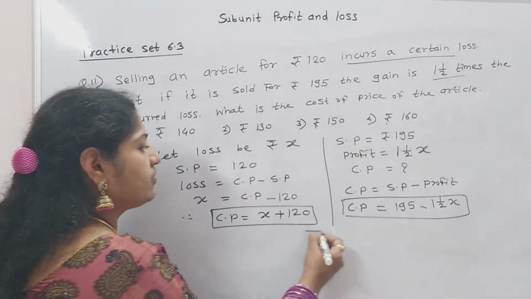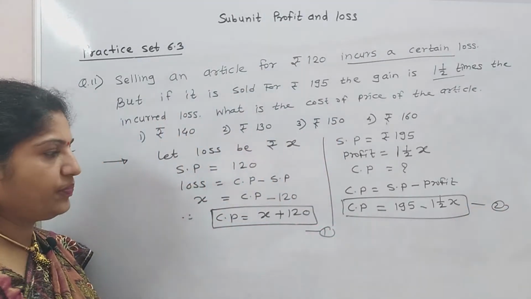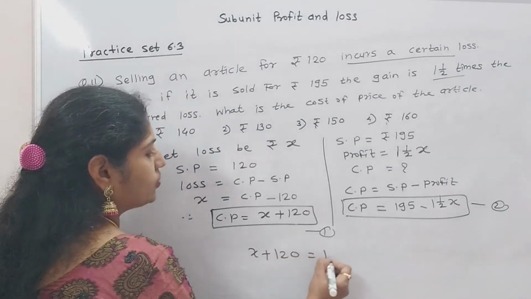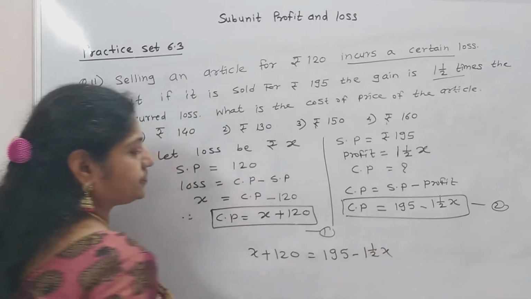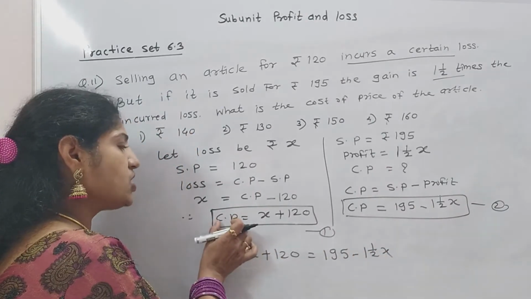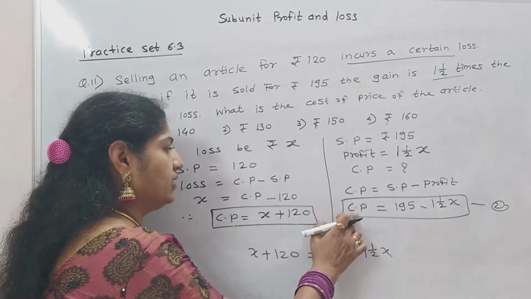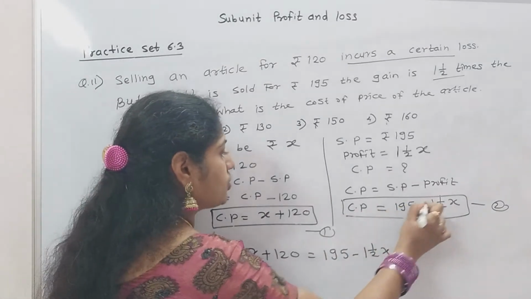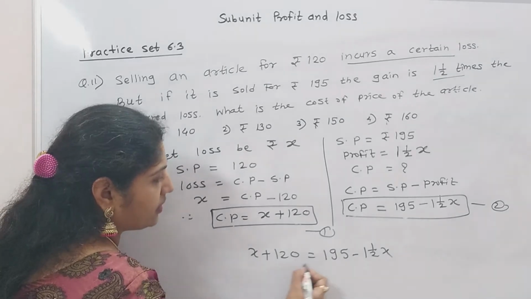So equation 1 and equation 2 both are the same. So X plus 120 equal to 195 minus 1.5 X. Here is the cost price, and here is also the cost price of the same article. So these two equations are equal. So solve these two equations and find out the value of X.